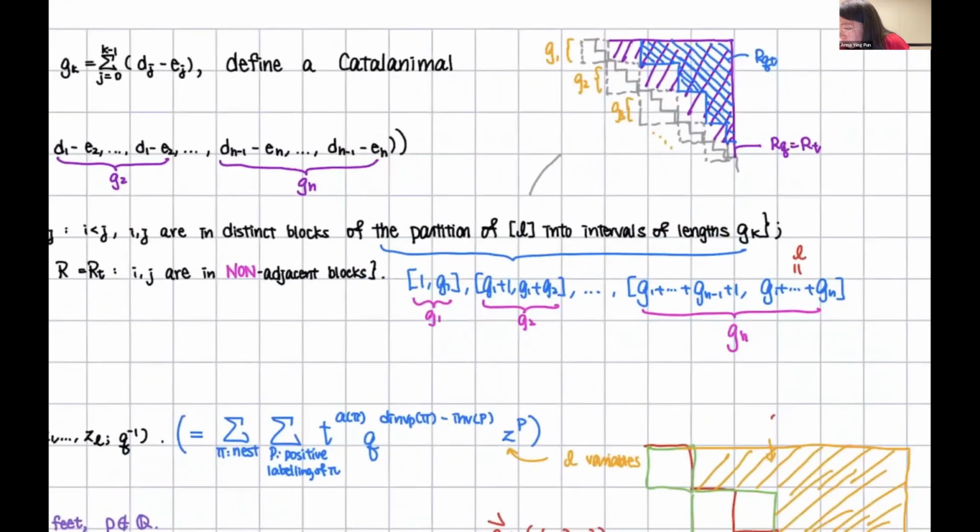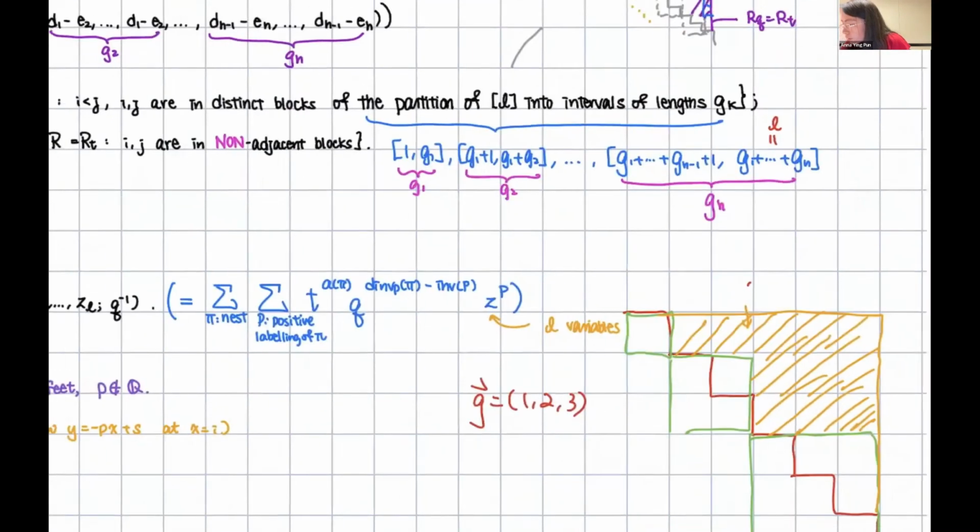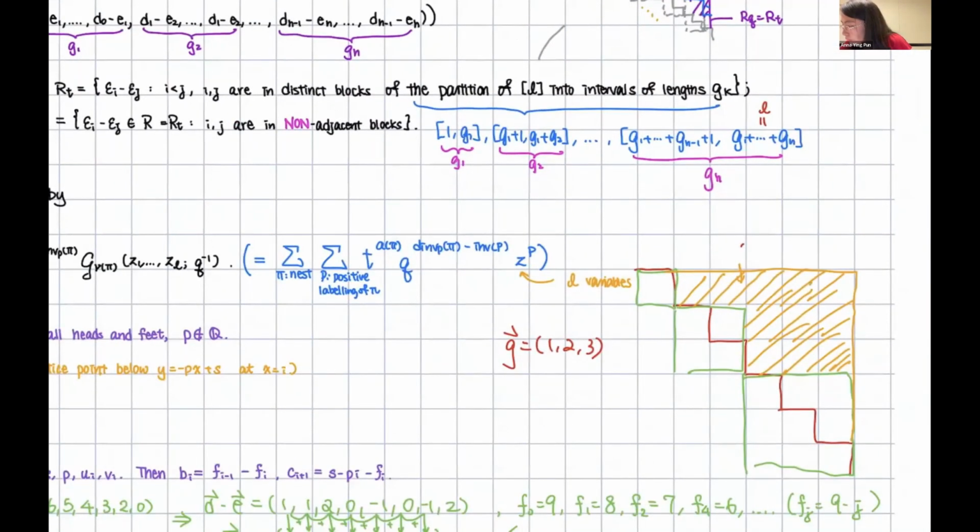You can see this G1, G2, G3 with these blocks. And then we are going to use these root sets as our RQ and RT, okay?